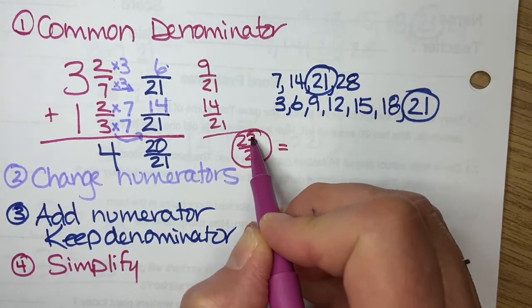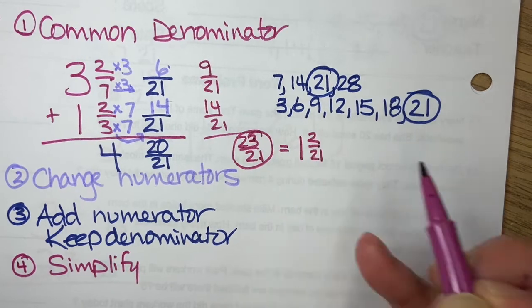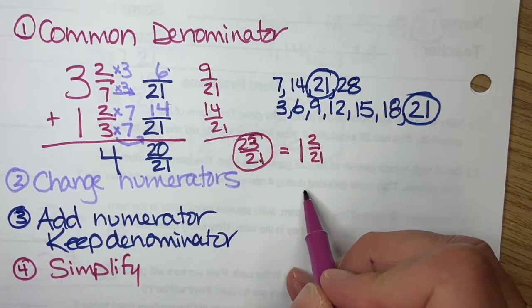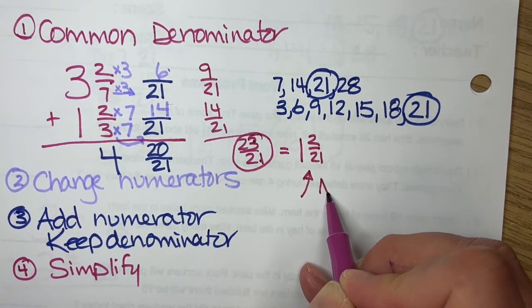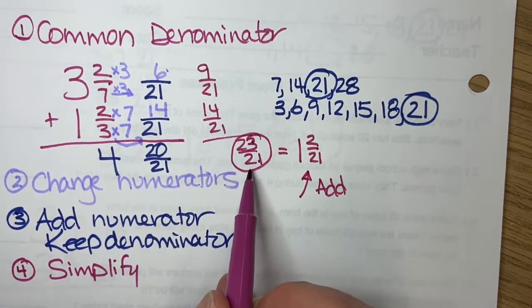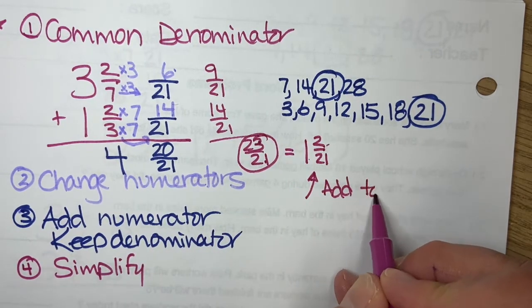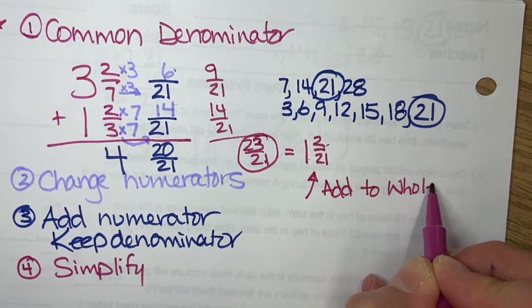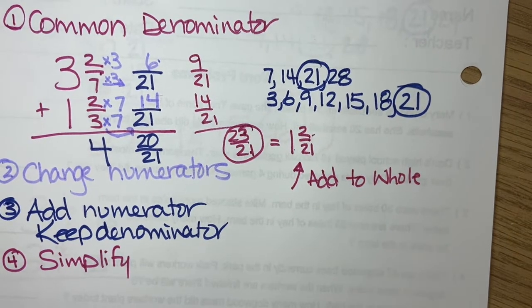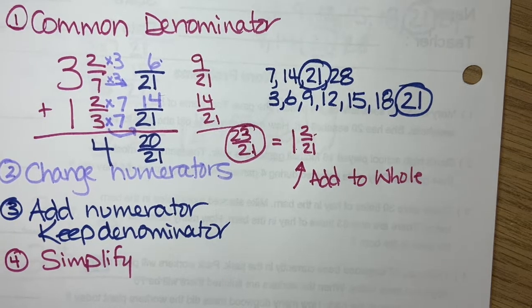I would have said 21 goes into 23 one time, and I have 2 21s left over. I would add this to my whole number. So if I had 4 and 23 21s, I would have 5 and 2 21s. So sometimes you come across that, if you have an improper fraction, you just change it to a mixed number and add it on to the rest of your problem.